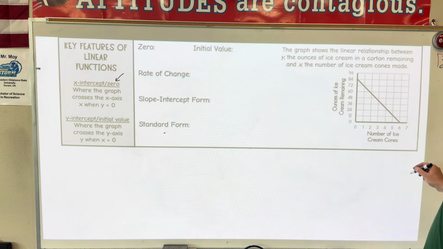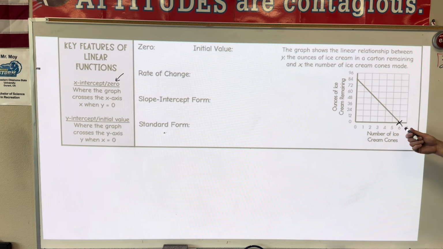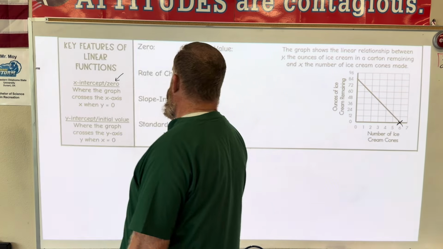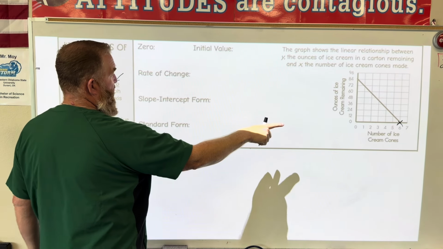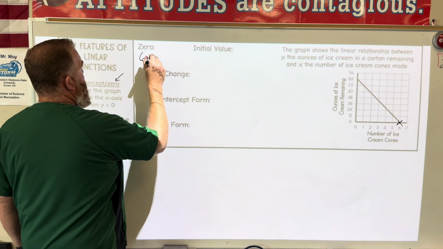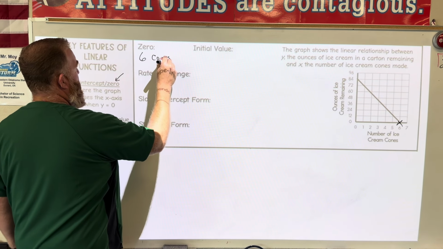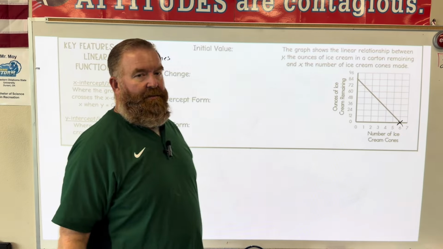So on this one, what is my 0? What number is that? 6. 6 what? What's it talking about? Number of what? 6 cones. 6 number of cones, okay?